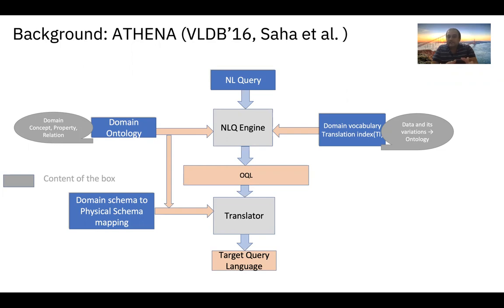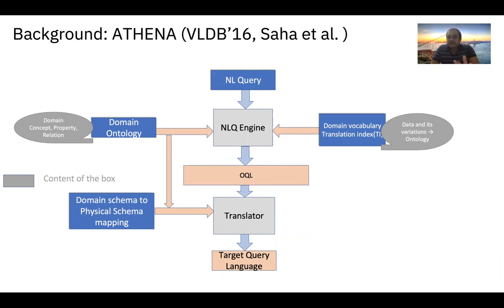So just to give you an architecture of this ATHENA paper, there is an NLQ engine which takes into consideration the domain semantics by a domain ontology that is designed to capture the domain semantics, and it also uses an inverted index to know the actual database values that appear in the database. And using that, it tries to interpret a query. It goes through a two-phase approach. It tries to interpret the query on top of the ontology first, forming an ontology query language, abbreviated as OQL, which gets translated finally to our target query language like SQL.